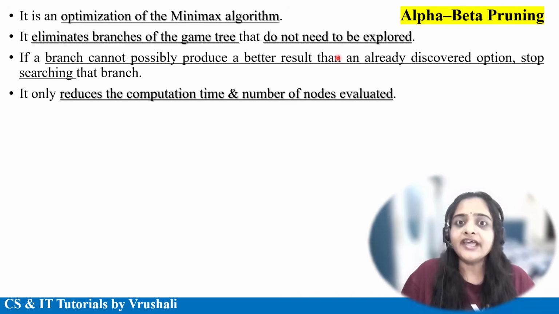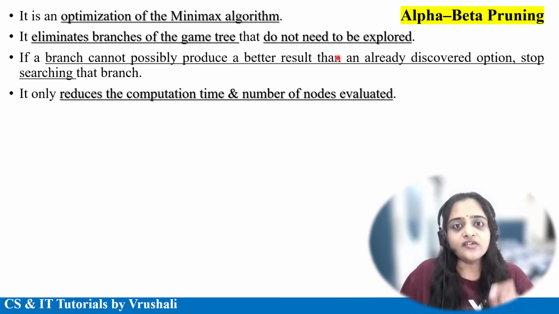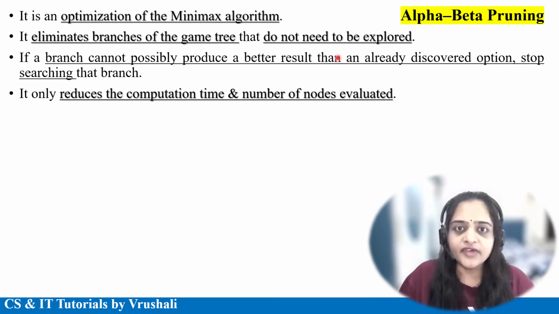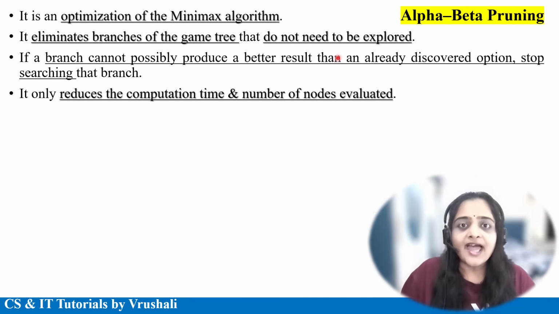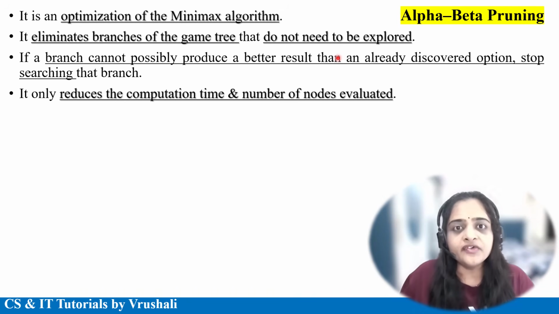For example, in a particular game, there are a total of 300 moves and only 150 moves are required to win. So basically, alpha beta pruning eliminates and cuts off all the remaining 150 moves that are not required and not explored. Because of that, it reduces the computational time and the number of nodes evaluated. So basically, alpha beta pruning eliminates the unexplored and irrelevant nodes in your game.